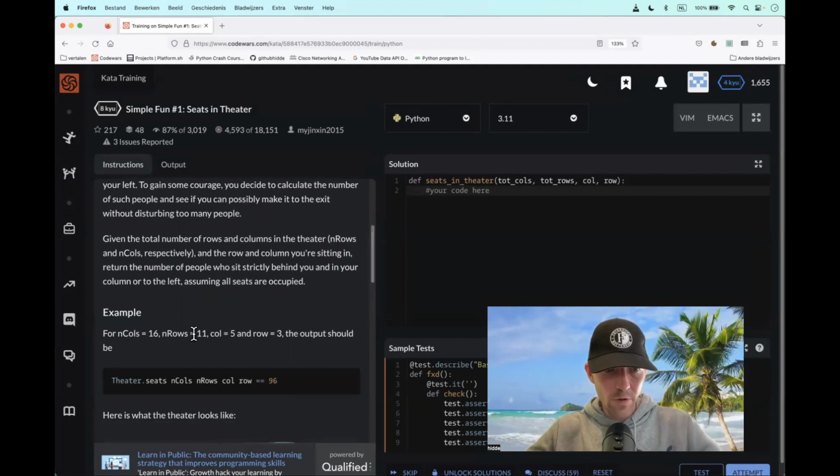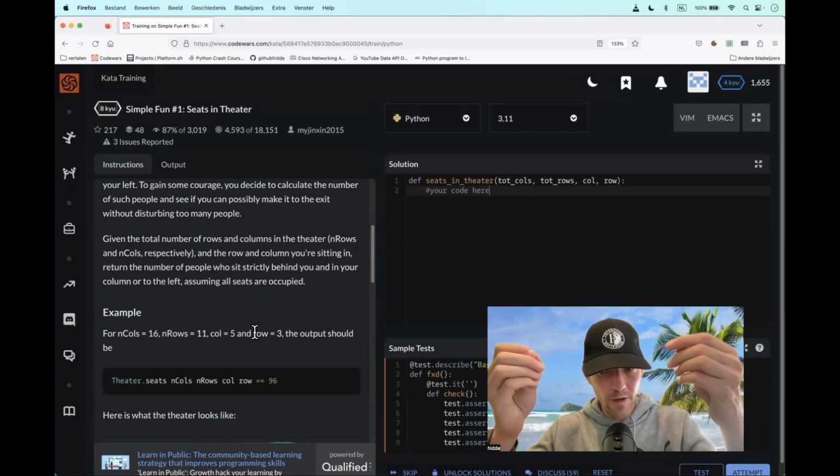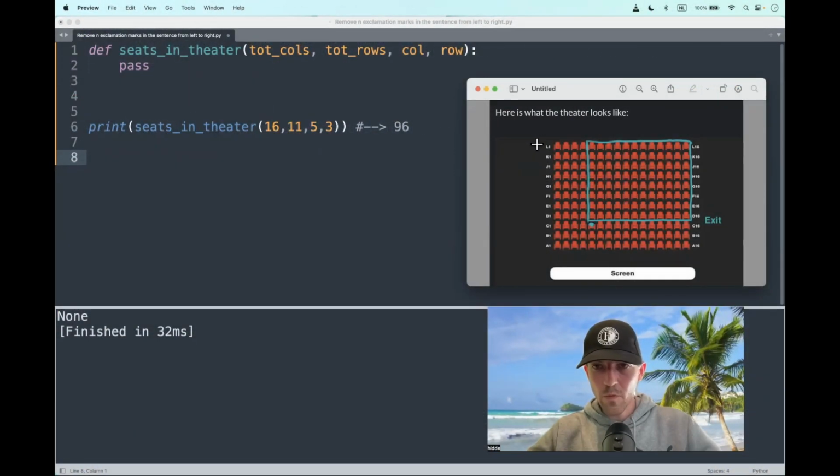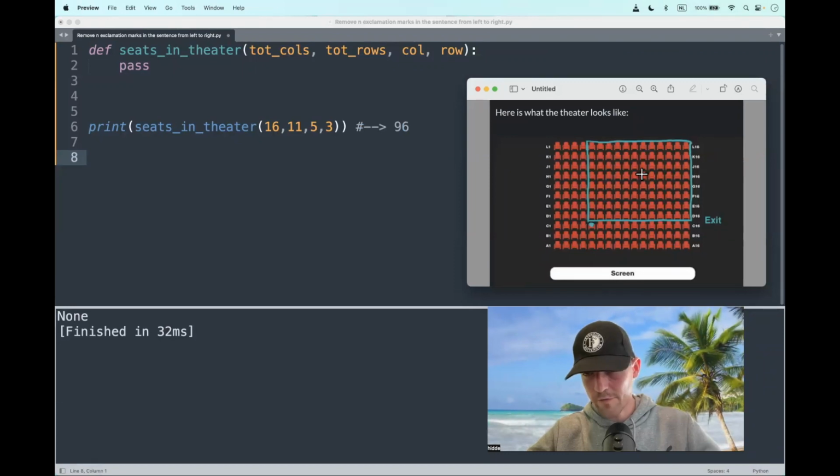We get 4 arguments: the total rows, the total columns, the column where we sit, and the row where we sit. And we have to return how many people we bother. Well, let's go. To keep it very simple, here we have a picture of the theater, here we have the numbers, and we have to return 96. Apparently there are 96 people behind us and to the left of us.